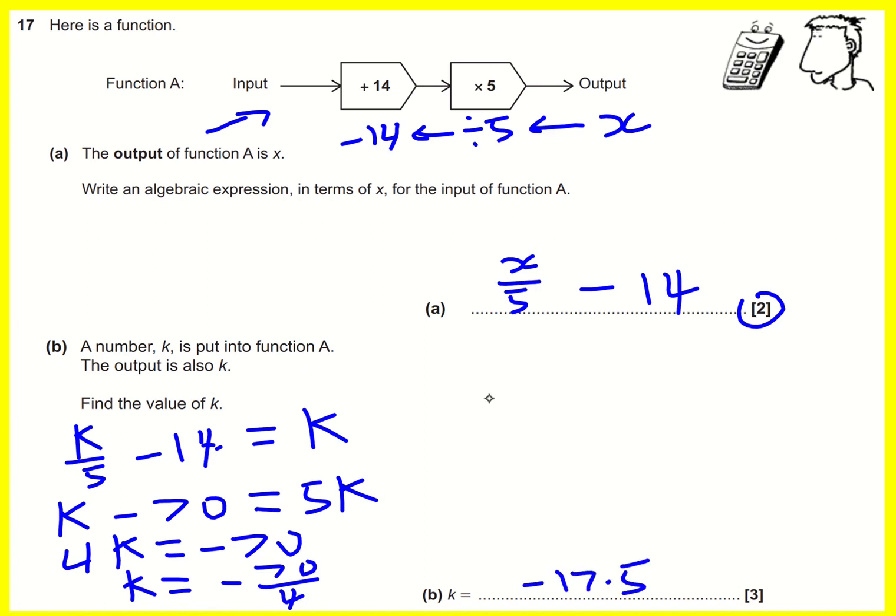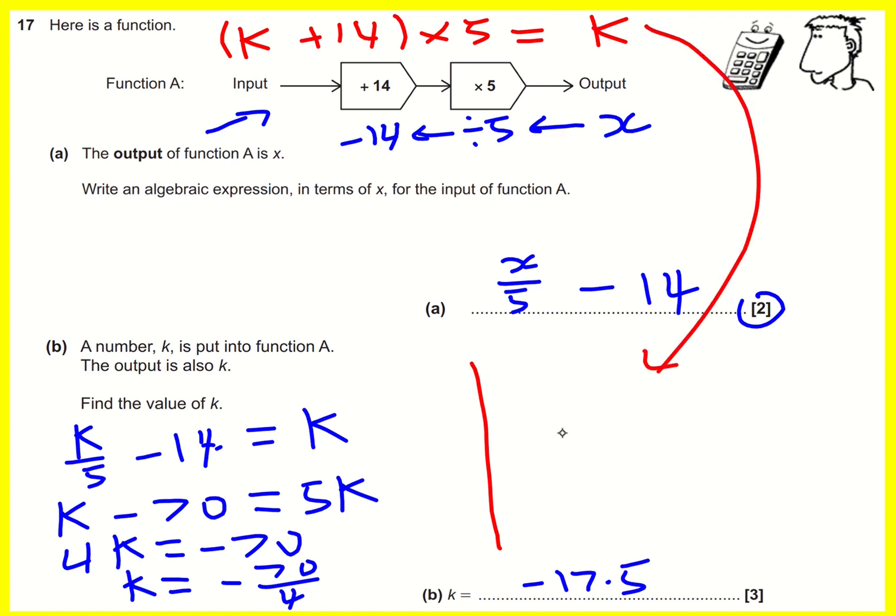Now that's one way to do it. The other way to do it is to ignore part A and say that I've got k here, I'm adding 14, I'm timesing it by 5, and then that's going to equal k. Now if you notice, well, it's not so obvious. If I expanded this out, I would get 5k plus 70 equals k, and then I'd essentially have the same equation as here. So that's another way you could have done it. I've used the inverse function aspect, but you could use the normal function aspect as well.